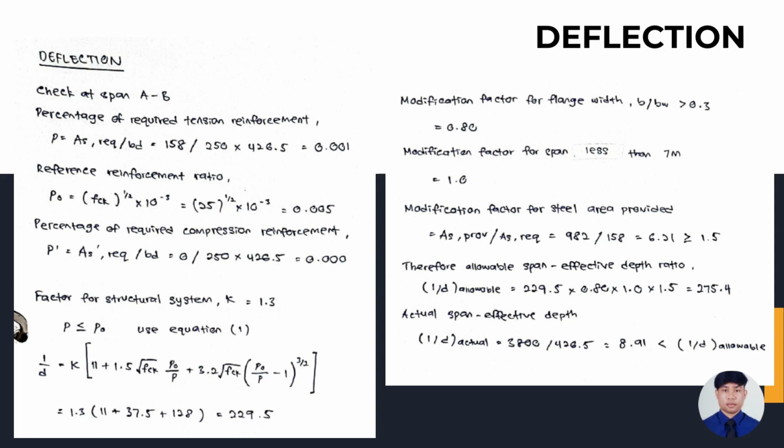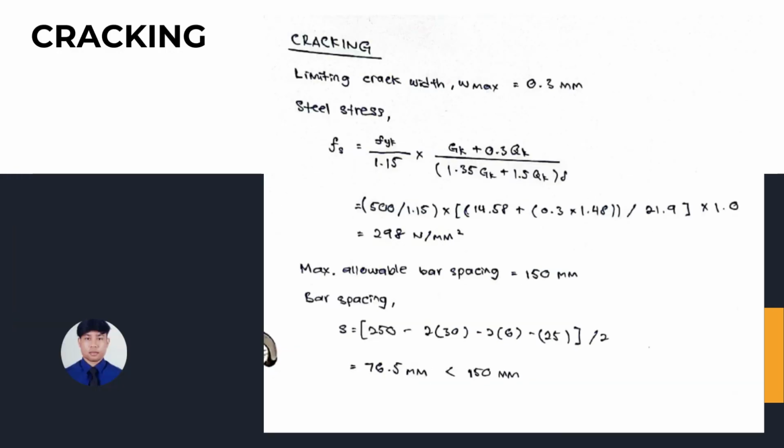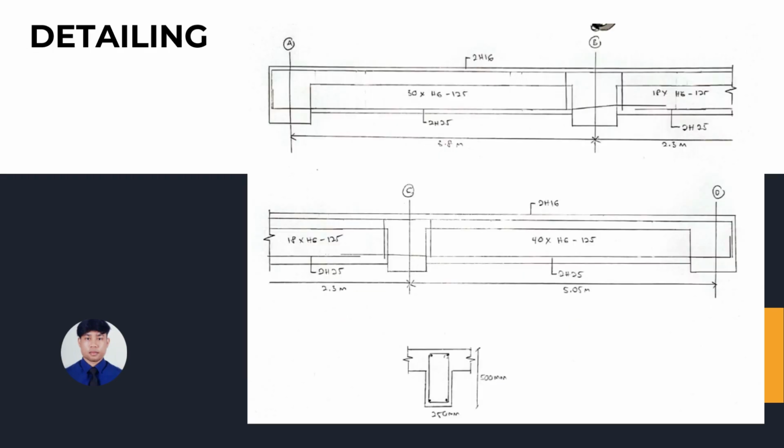allowable span. Now for cracking, limiting crack width, we use 0.3 mm. For the steel stress, we get 298 N per mm square. Bar spacing that we get is 76.5 mm, less than max allowable bar spacing, which is 150 mm. This is our detailing for continuous beam.